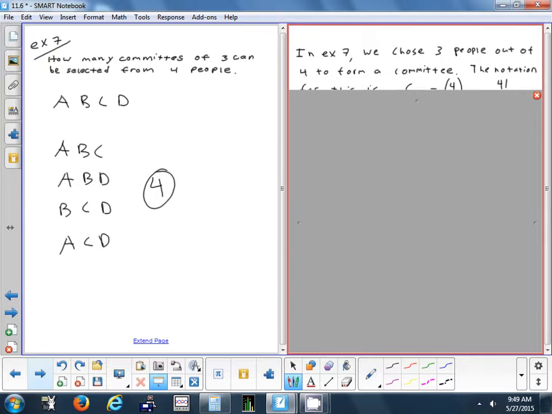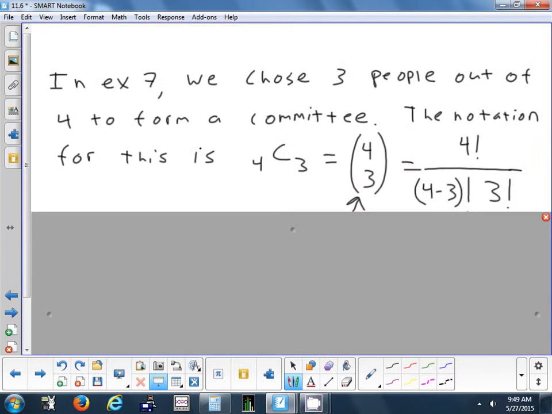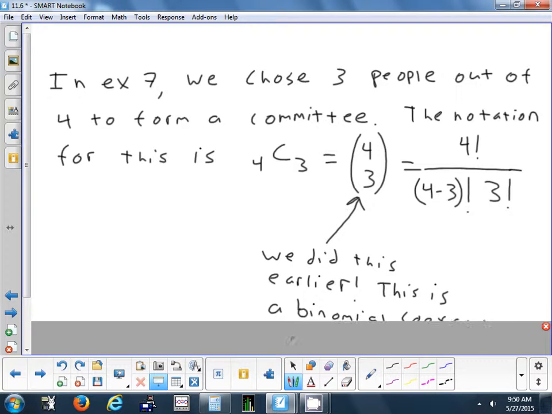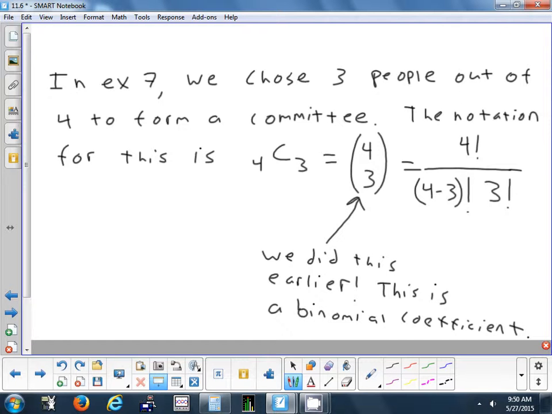Okay, so in that example, we chose 3 people out of 4 to make a committee. And we use a similar notation to permutations, but we use a capital C instead of a capital P. Or we can write it like this. Where have we seen this before? Yeah? Pascal's triangle. Right. Okay, we did this notation earlier. It says n factorial over n minus r factorial. This is a binomial coefficient. So all of Pascal's triangle is numbers that are useful in combinations.